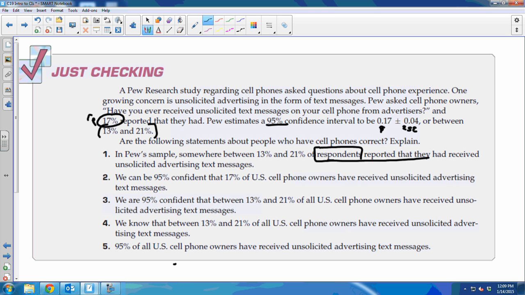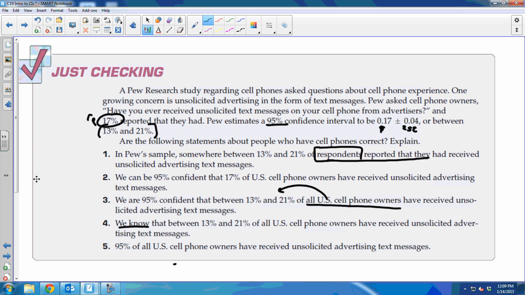95% confidence that all U.S. cell phone owners fall in this interval, right? The true P falls in there. Okay. On 4, we know that between 13% and 21% of all U.S. cell phone owners have received unsolicited advertising text messages. False. We do not know. We're 95% confident that it's in there somewhere. We do not know. Again, this is based on one sample from one day.